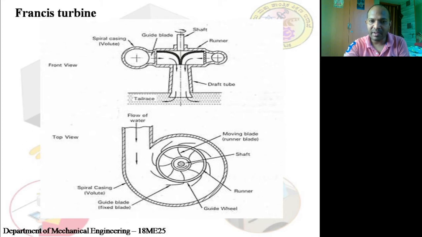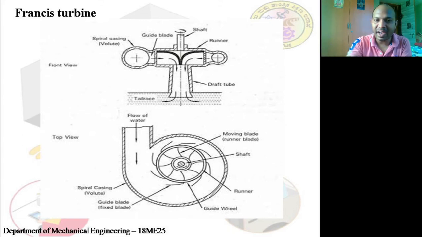These are all the guide vanes, in which the water will flow like this. Guide vanes are just like guides, in which the water will be made to impinge directly onto the blades. Now the guide vanes' function is the same as nozzles, but we don't have nozzles here. Instead of nozzles, we are using guide vanes.